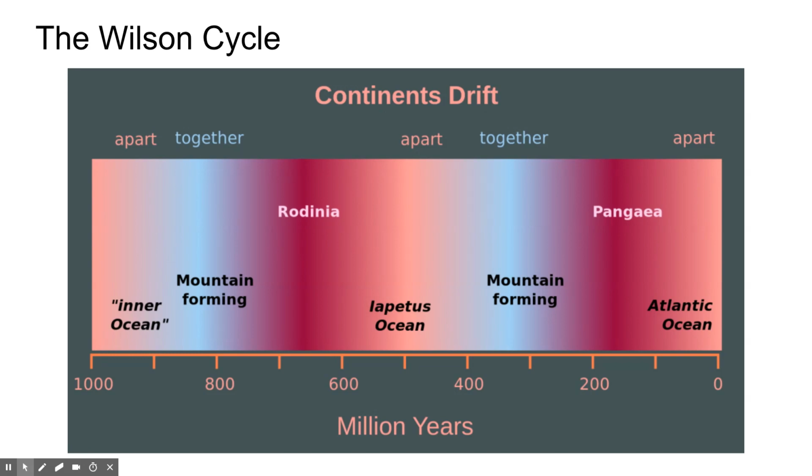So Rodinia was a supercontinent. There were more supercontinents before Rodinia that have similarly colorful names. Pangea, and eventually the Atlantic will close again and form another supercontinent. And that's really important. So this is named after another important person in the development of plate tectonic theory, J. Tuzo Wilson, who is a Canadian geologist.